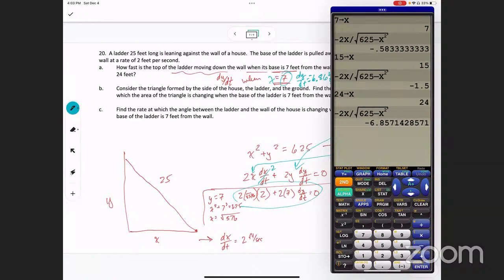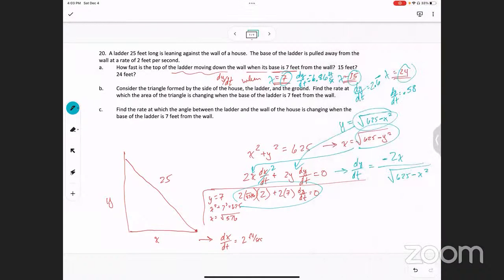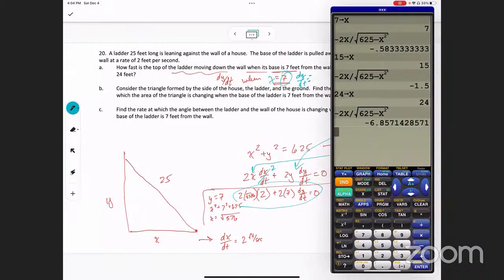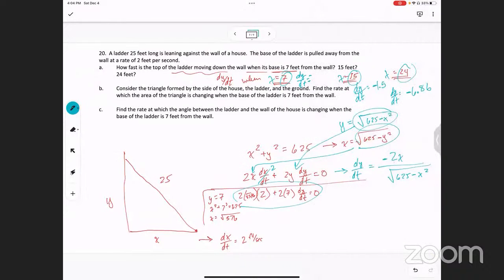Okay. So your answers should actually have been, this should have been negative 6.86. This one is negative 1.5. And this one was negative 0.58. And those make sense now because it's getting faster the further it gets down the wall.